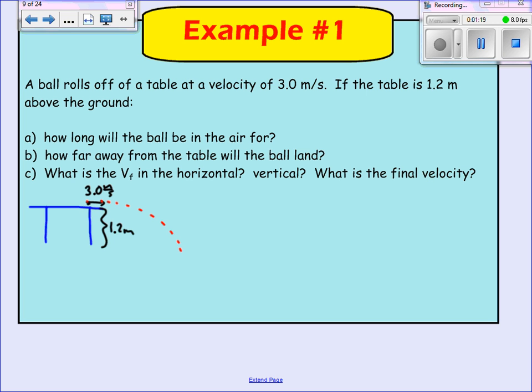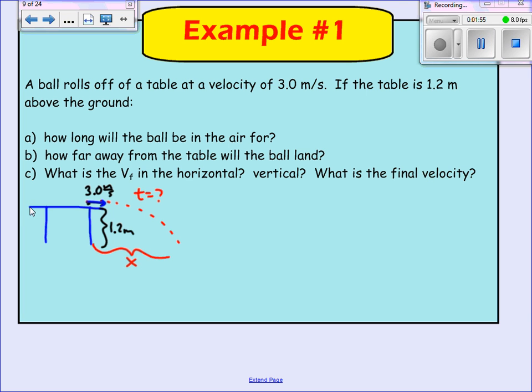And so what we want to figure out is A, how long is it in the air for, so what's the time? B, what is the distance from the table the ball will land? And then C, what is the final velocity? Now, it's important to know that the final velocity is going to be diagonal. When the ball was shot off initially, it was all horizontal. But as time goes on, at the very end, the velocity is going to have an x component and now also a y component as well, because the ball was increasing speed in the y direction as it went.